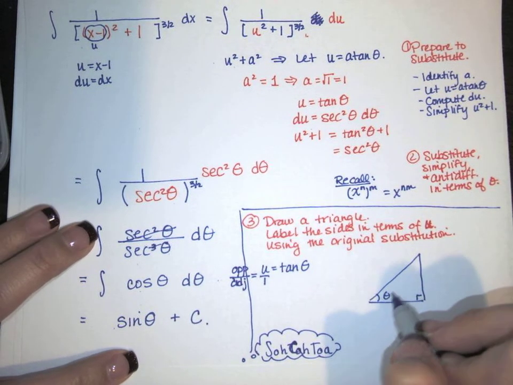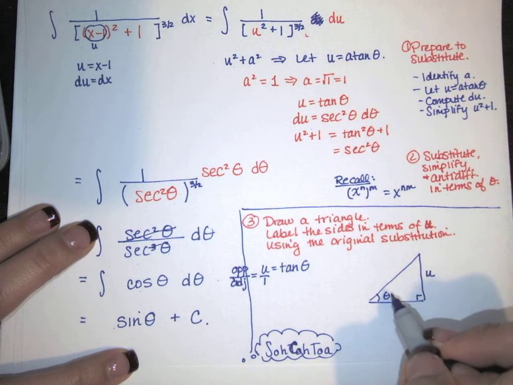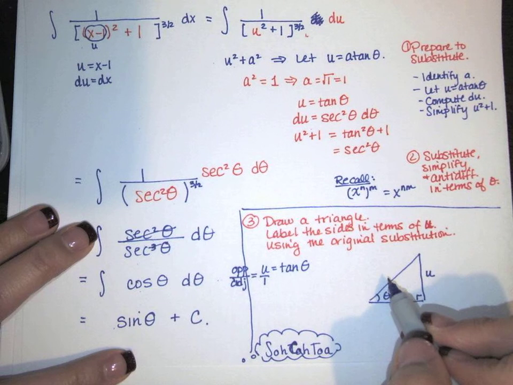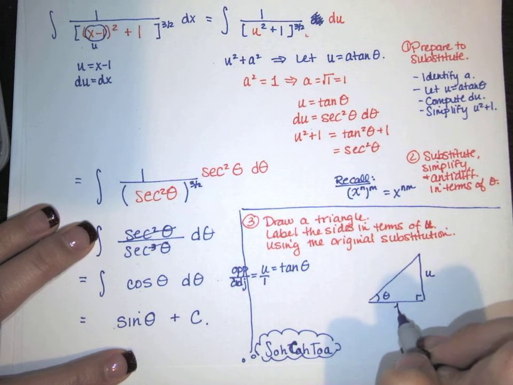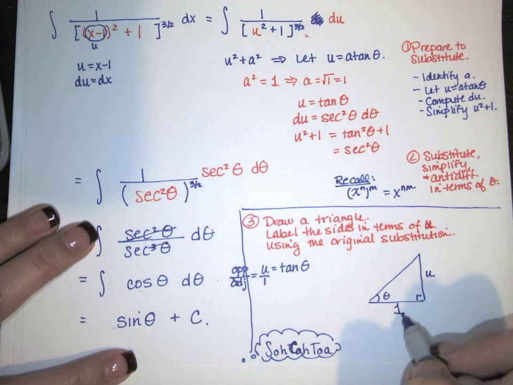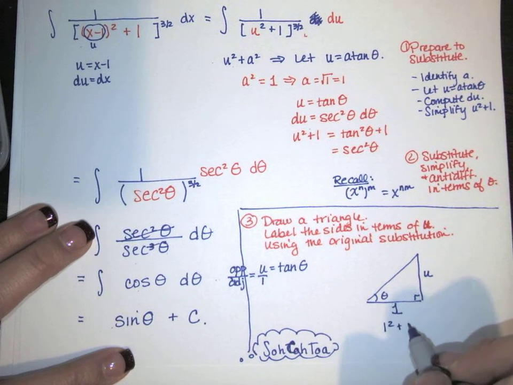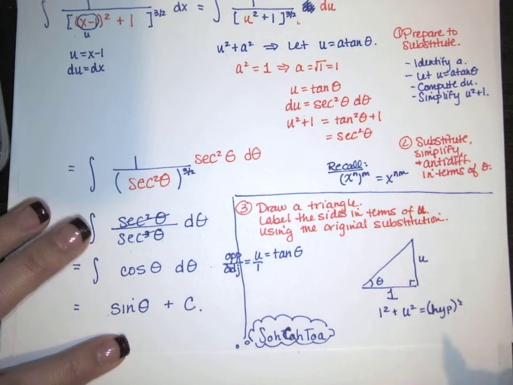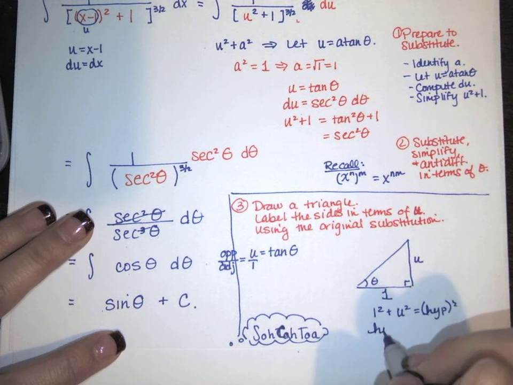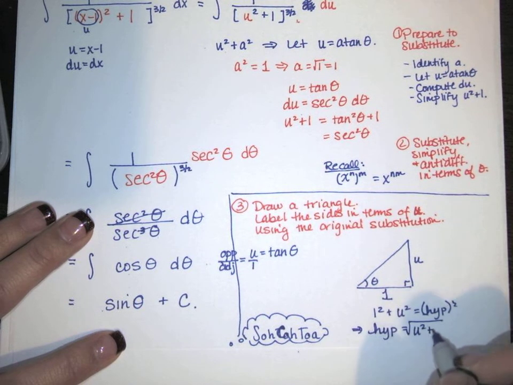So the side opposite theta is u, and the side adjacent to theta, remember that's next to theta, adjacent and next to are the same thing, but it's not the hypotenuse. The hypotenuse is the other one. So the side adjacent to theta is 1, and this squared plus this squared equals that squared. So 1 squared plus u squared equals the hypotenuse squared. So the hypotenuse equals the square root of u squared plus 1.